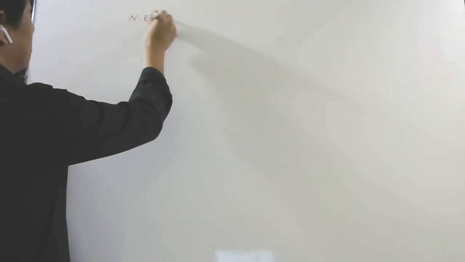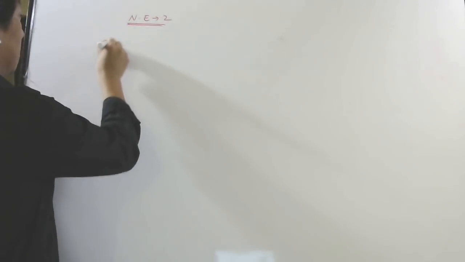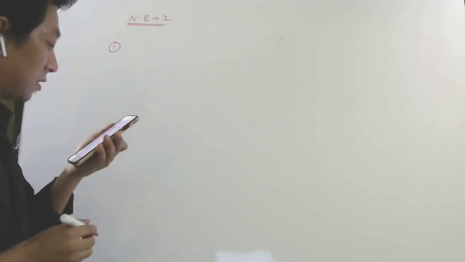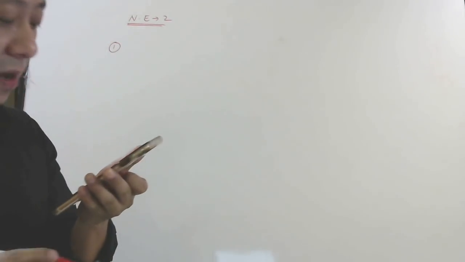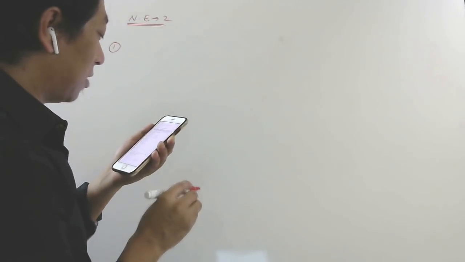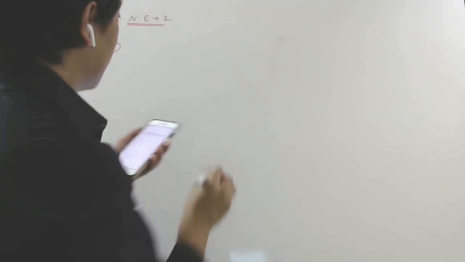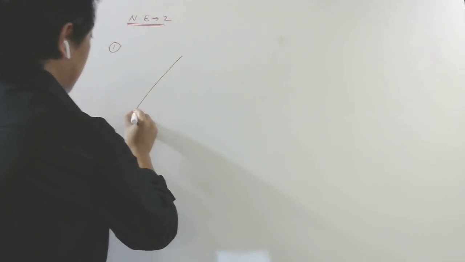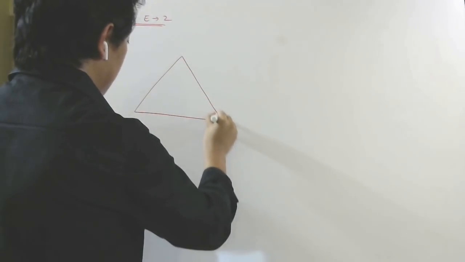So now we will start with numerical exercise 2. Numerical exercise 2. Question number 1. Okay, so let us read the question. Charges of plus 5 microcoulomb, plus 10 microcoulomb and minus 10 microcoulomb are placed at the corners ABC of an equilateral triangle. So equilateral triangle we draw first.